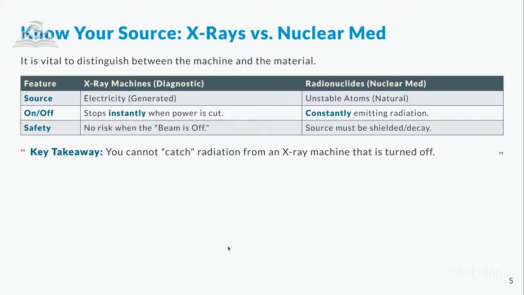Or you can establish distance. So the more distance you have, the less radiation you get and the less risk you get. So the key takeaway here is that you can't catch radiation from an X-ray machine that is turned off, but you can catch radiation from a radionuclide. There is no turn off for that.